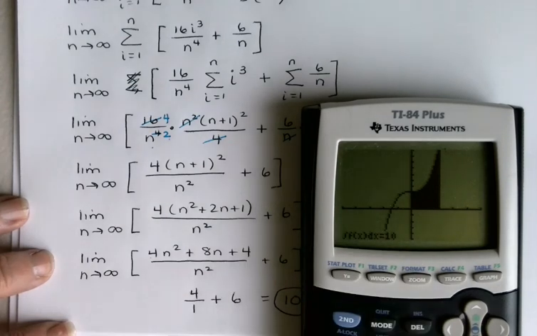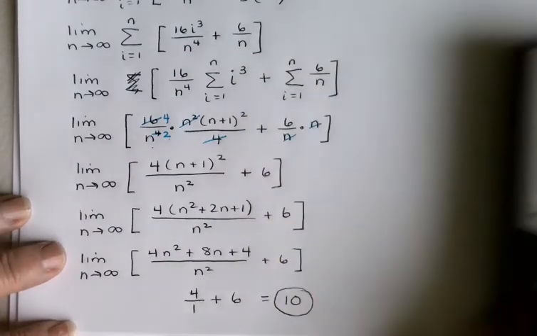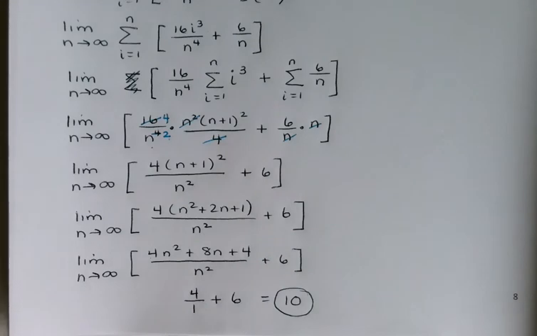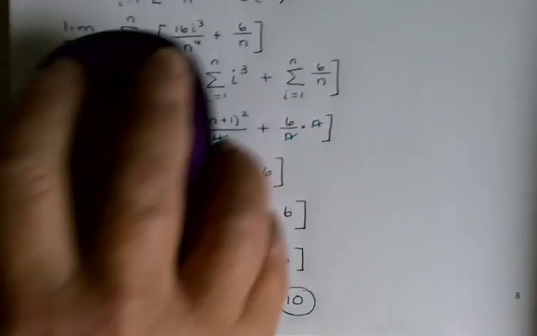My picture wasn't great. It goes up a little more steeply than what I drew, but we're okay. We do indeed get an area of 10. All right, that brings us to the end of topic A.